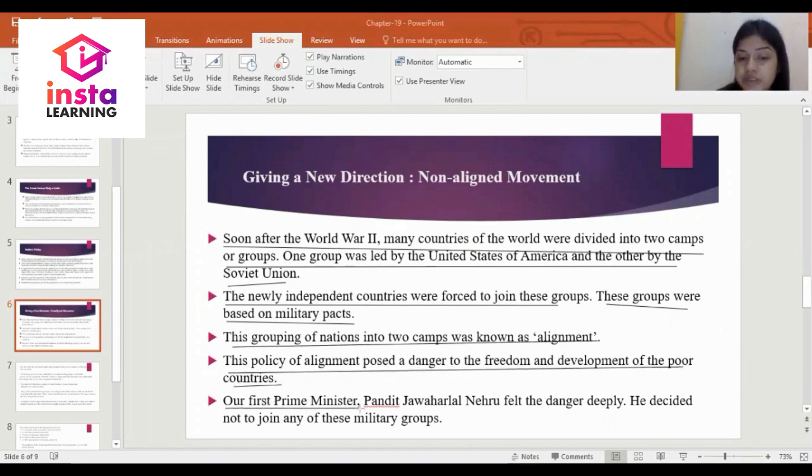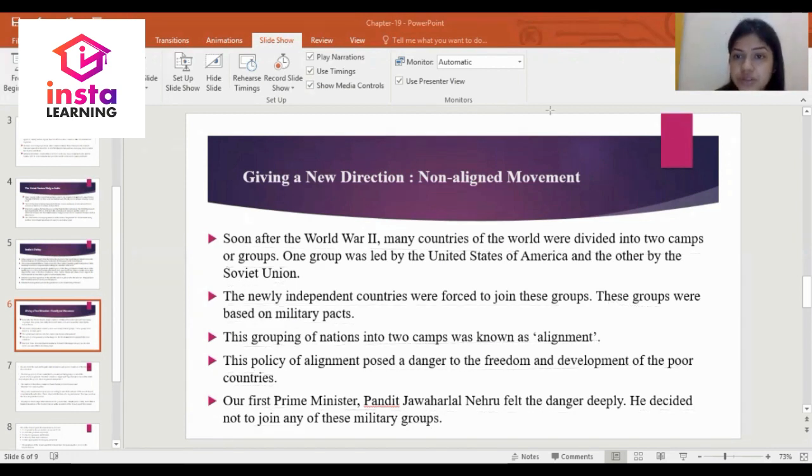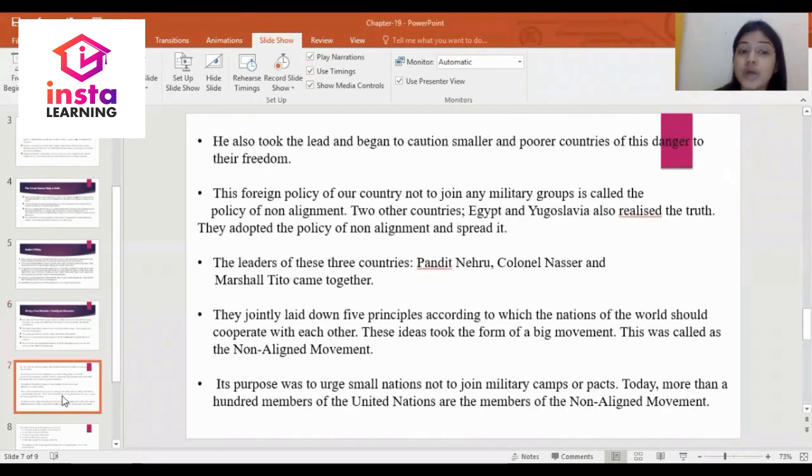Our first Prime Minister, Pandit Jawaharlal Nehru, felt this danger deeply. So, dear student, this is again a very important question. Who is the first Prime Minister of India? The answer is Pandit Jawaharlal Nehru. He decided not to join any of these military groups. So let's understand more. He also took the lead.